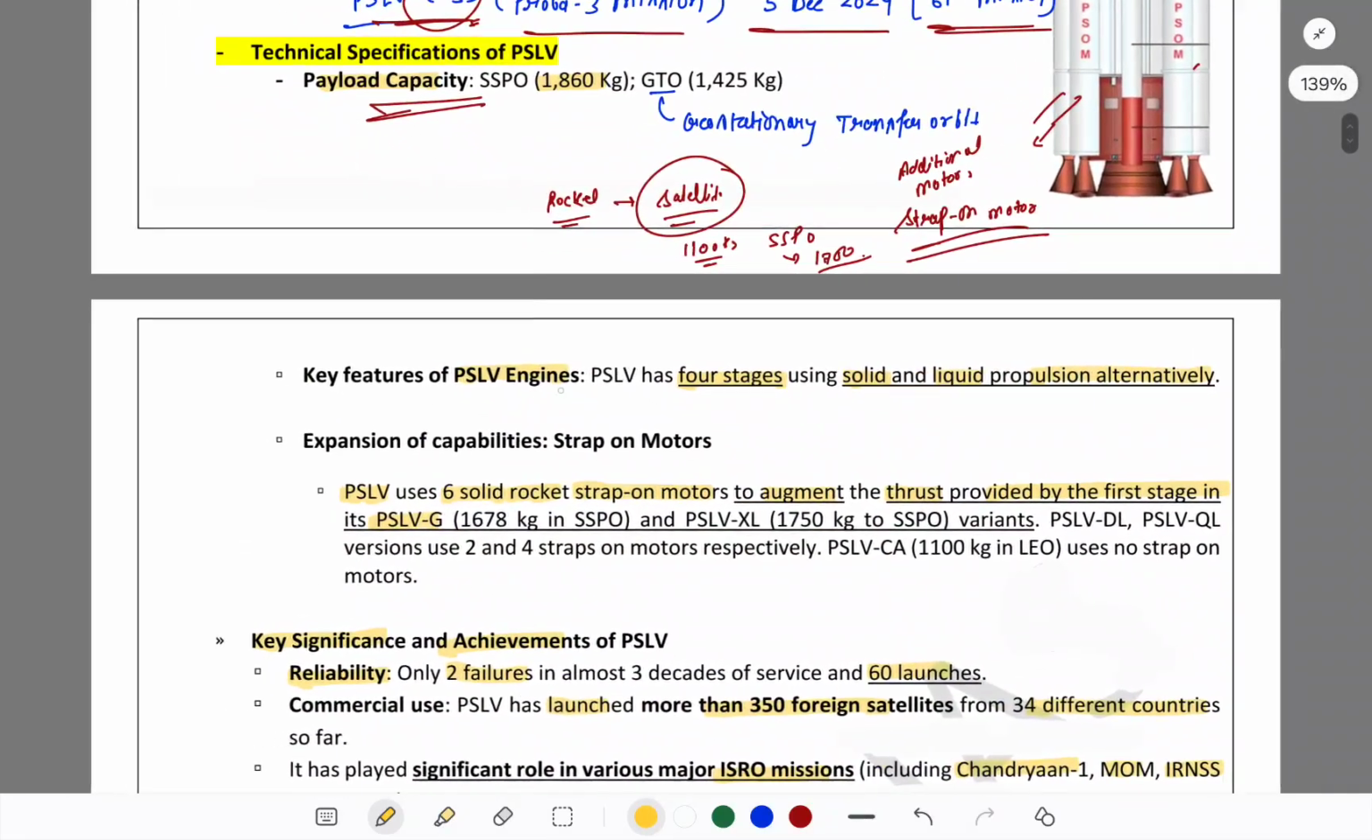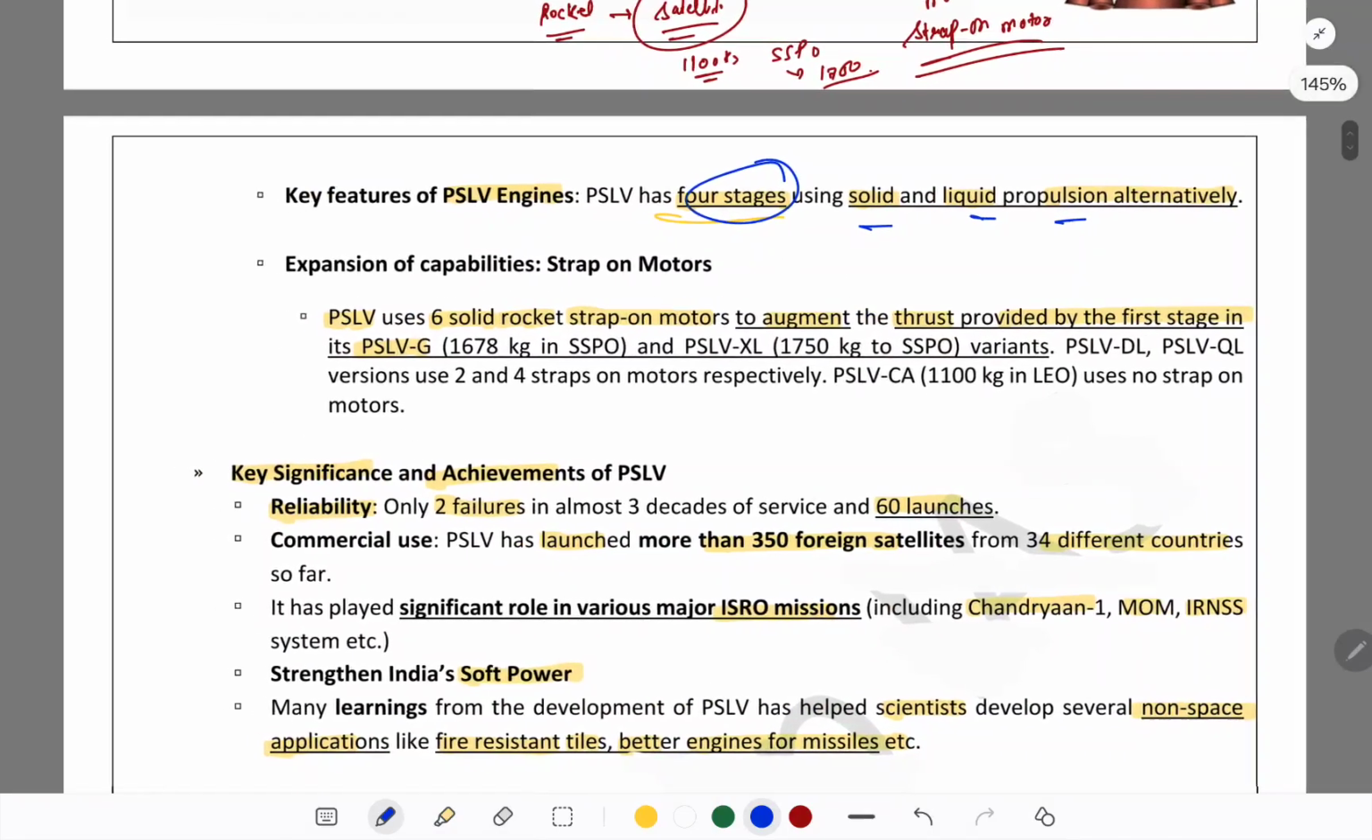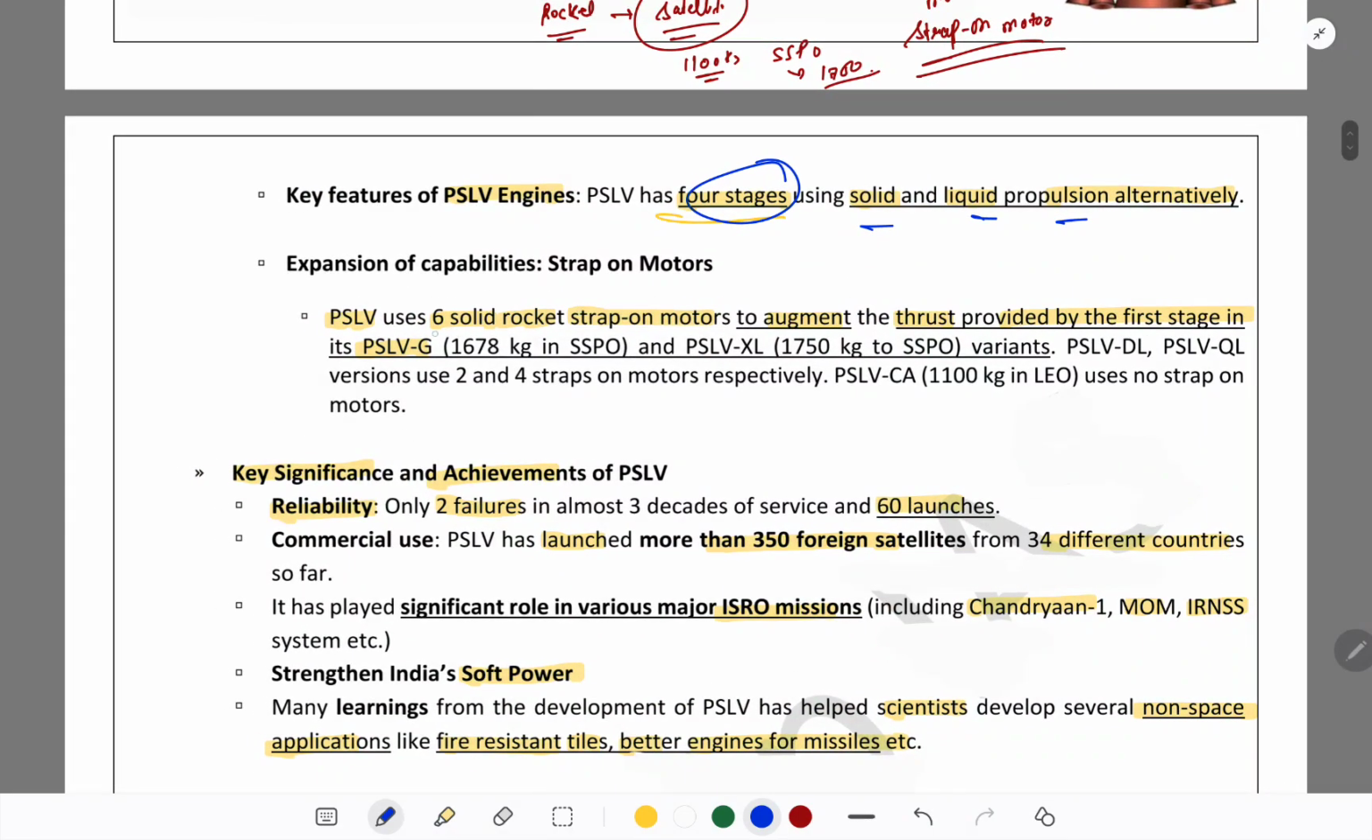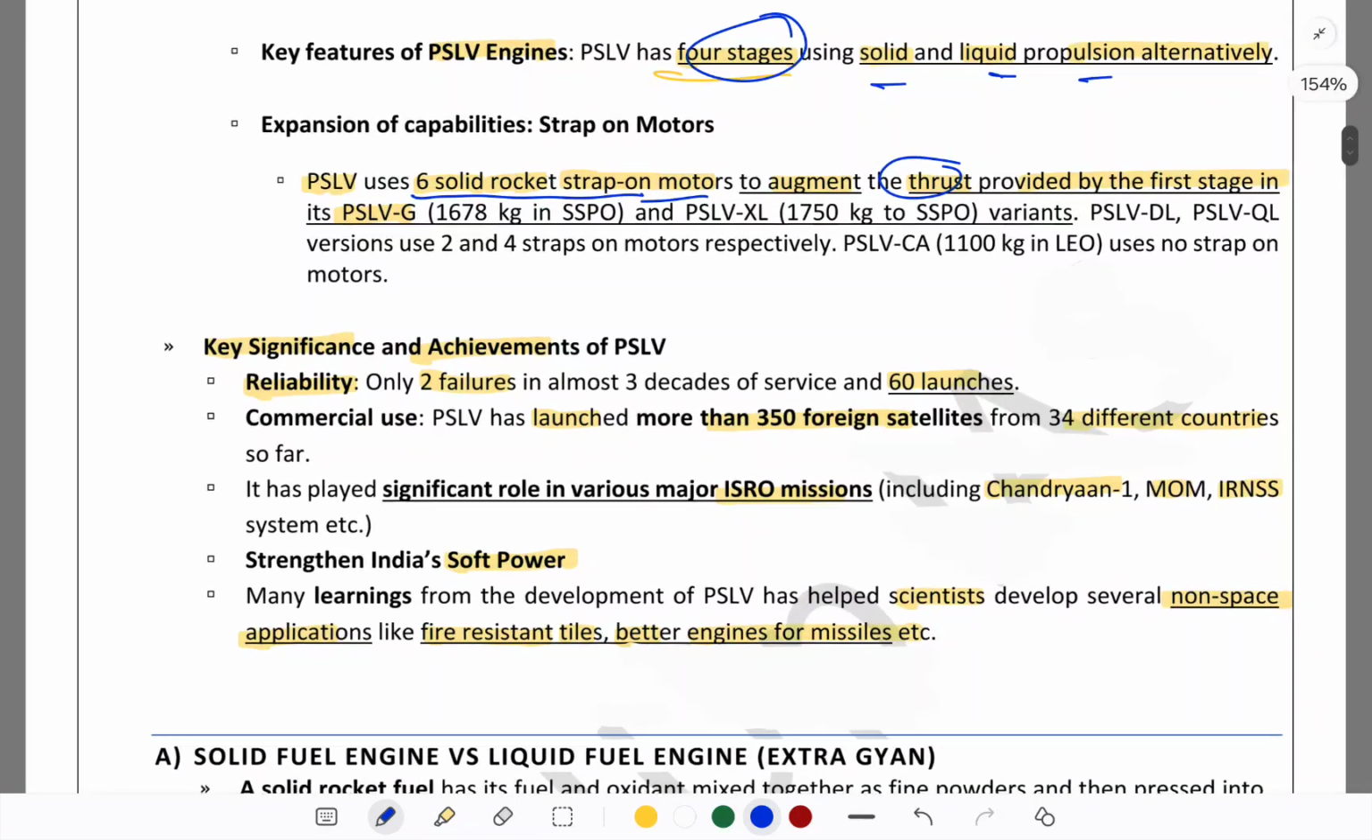Clear? So PSLV is a 4-stage rocket, with solid, liquid, solid propulsion alternatively, and it has, as I mentioned already, 6 solid rocket strap-on motors. Strap-on motors I have explained; they give a lot of thrust initially, because at the initial position it needs a lot of thrust to overcome the effect of gravity, because R is very small, hence small g is very large, while the capital G, the gravitational constant, is constant everywhere.